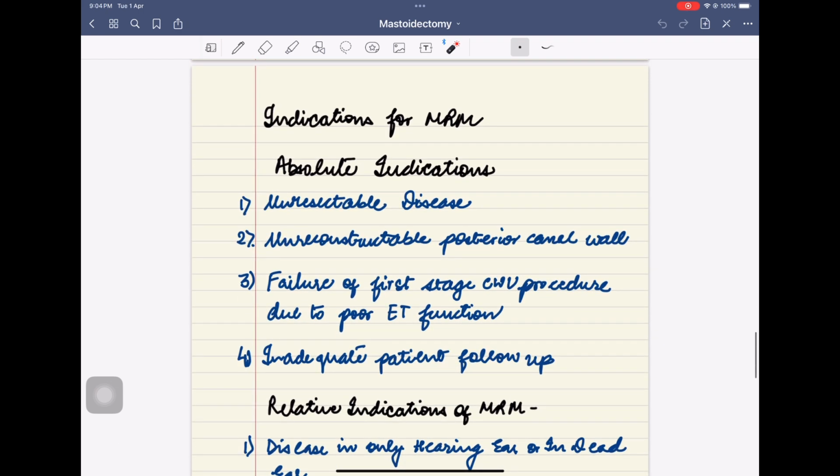Now, what are the indications for MRM? There are absolute indications and some relative indications for MRM. First, let's study about the absolute indications. First is unresectable disease. Second is unreconstructible posterior canal wall. Third is failure of the first stage canal wall up procedure due to poor eustachian tube function. Fourth, inadequate patient follow-up.